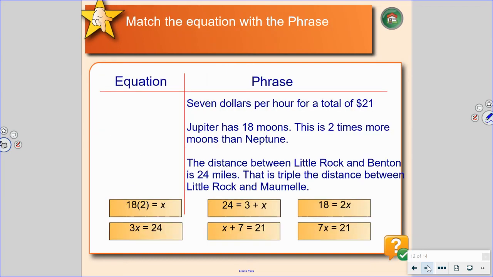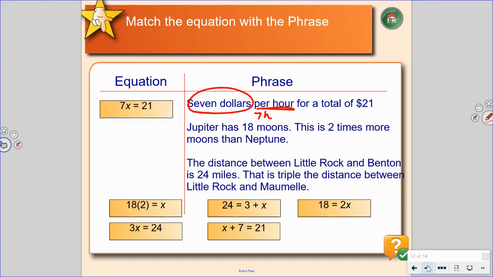Here I'd go ahead and ask you to pause the video and find which equation will match each situation. So for this one, we got $7 each and every hour. Oh, per hour, $7 per hour. Which one says 7x? There we go. 7x is equal to 21 would be the appropriate equation there.